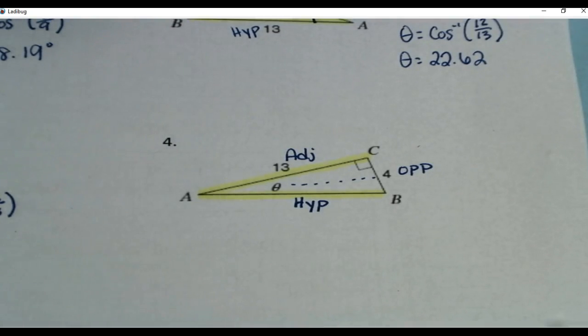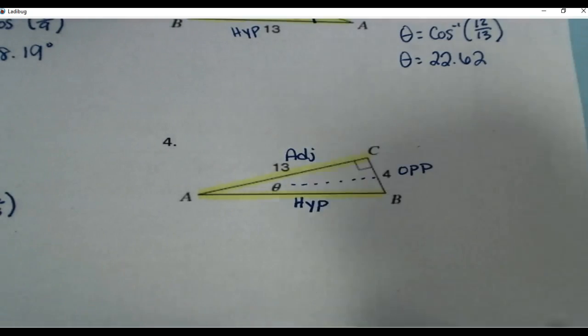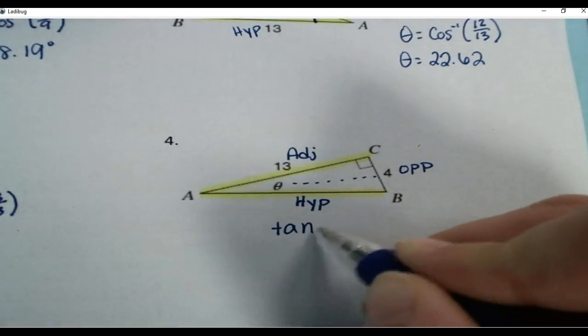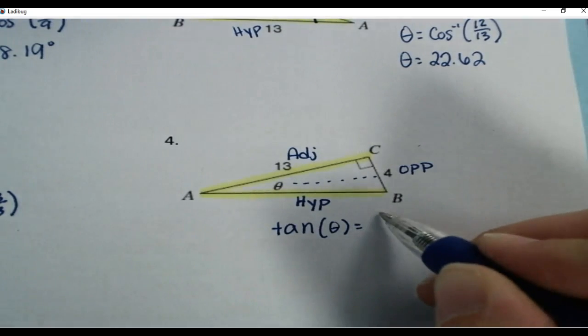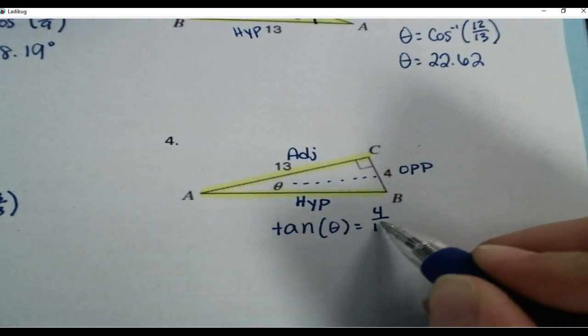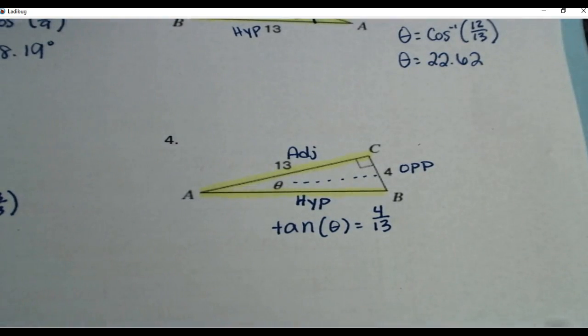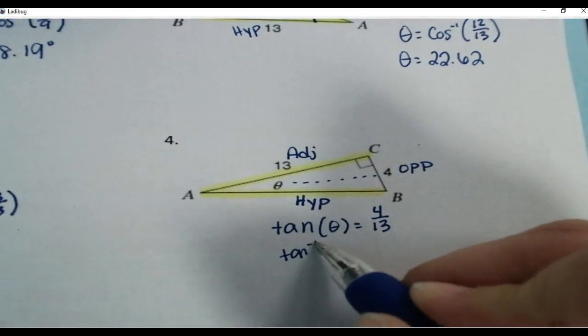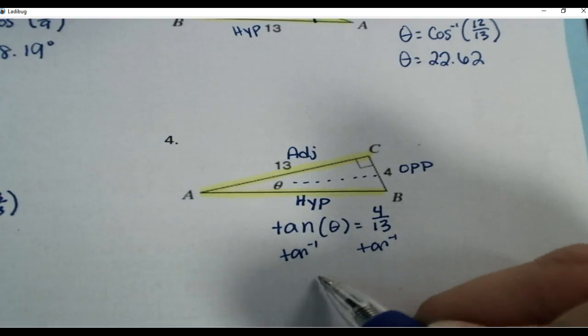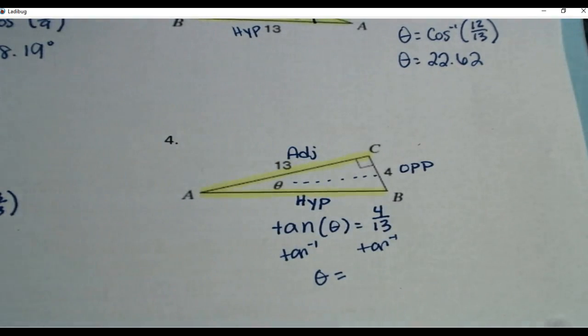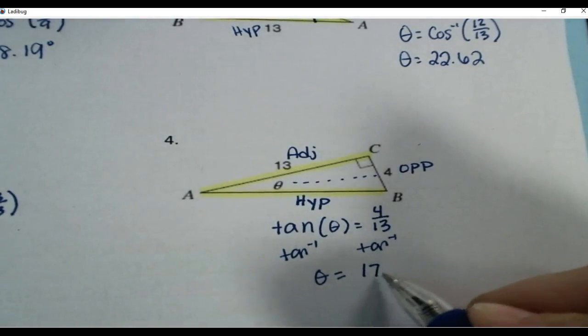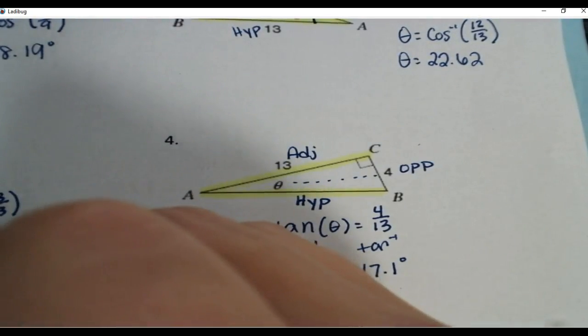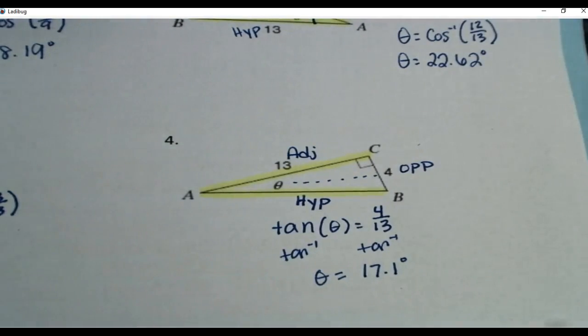So, what'd you get? Good. Which trig function did you use? Good. So, hopefully you said tan of theta equals, and then opposite over adjacent, so 4 over 13. And then you do the inverse. And then hopefully you got 17 point. Questions?